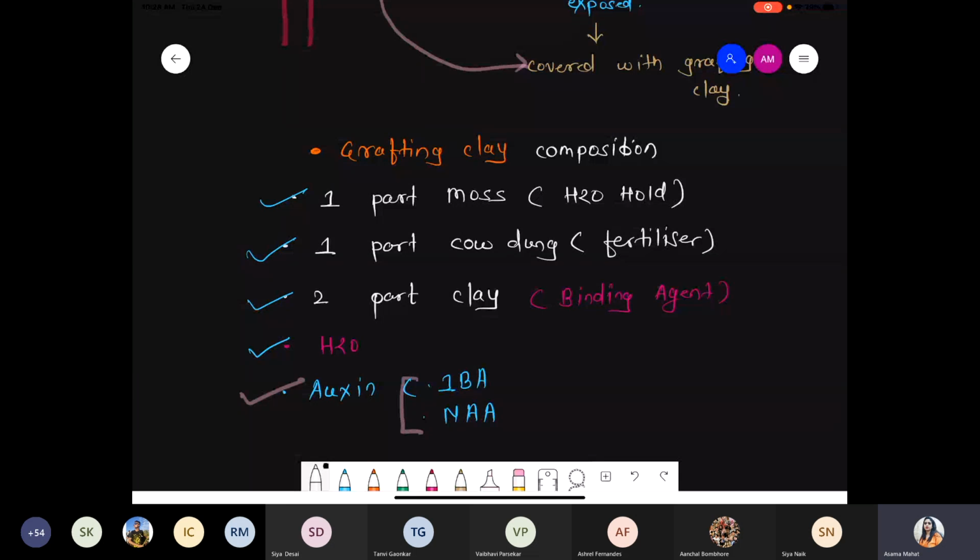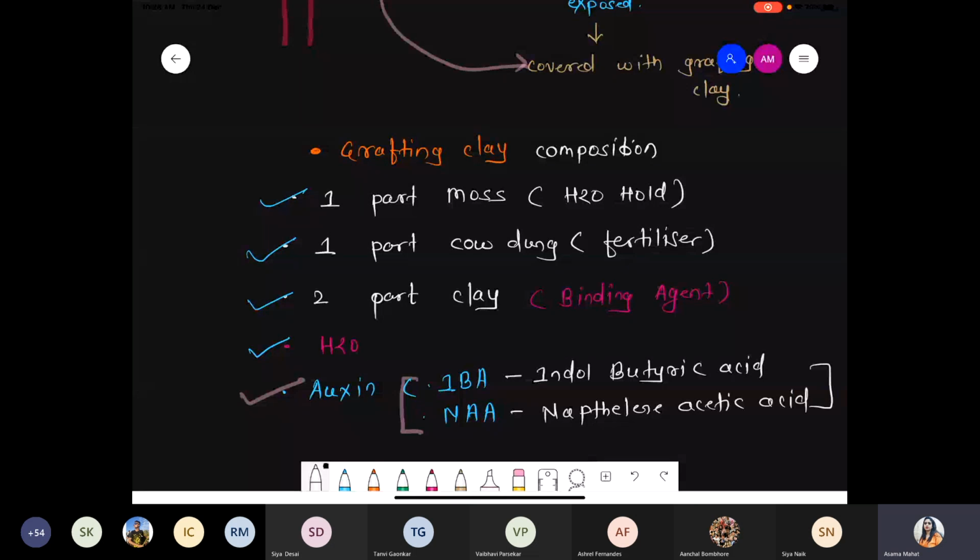So as an auxin source, you can select IBA, and the long form of IBA is indole butyric acid. Or another one you can select is NAA, naphthalene acetic acid. Okay, so all these are the conditions.